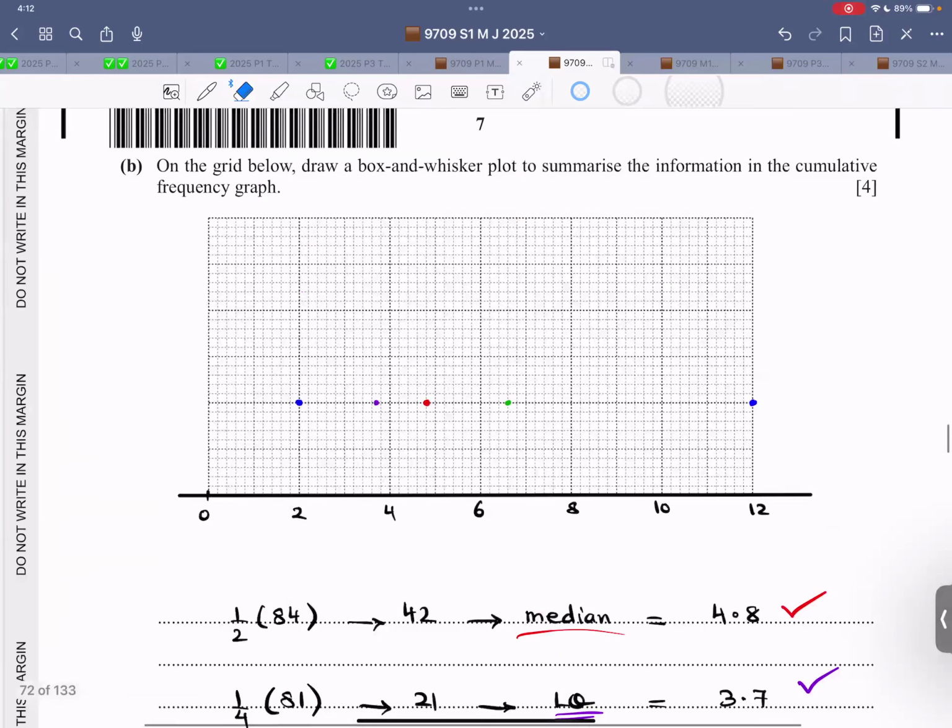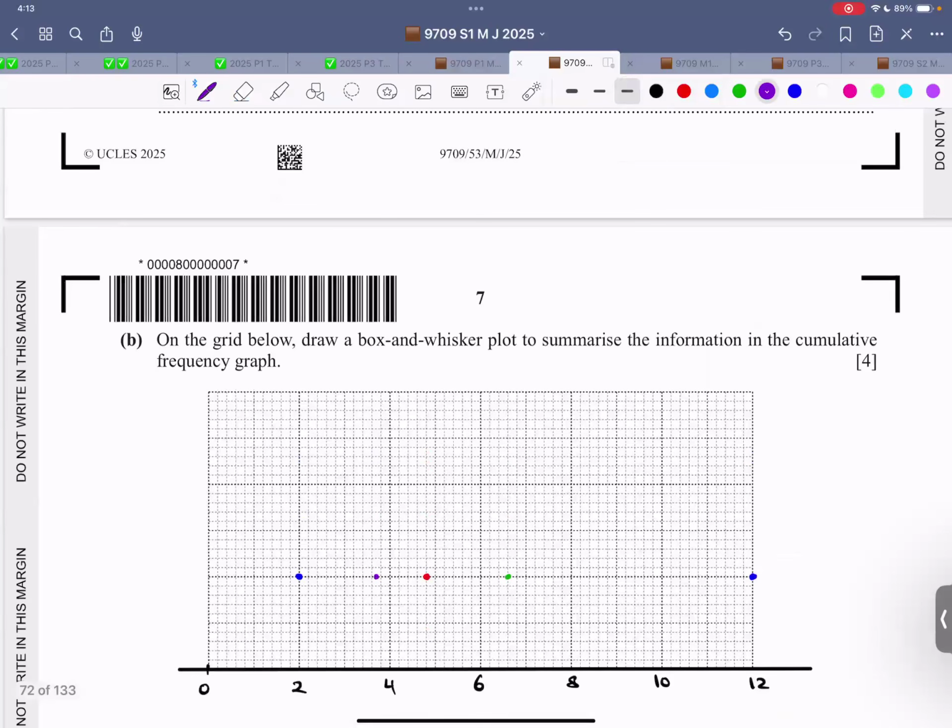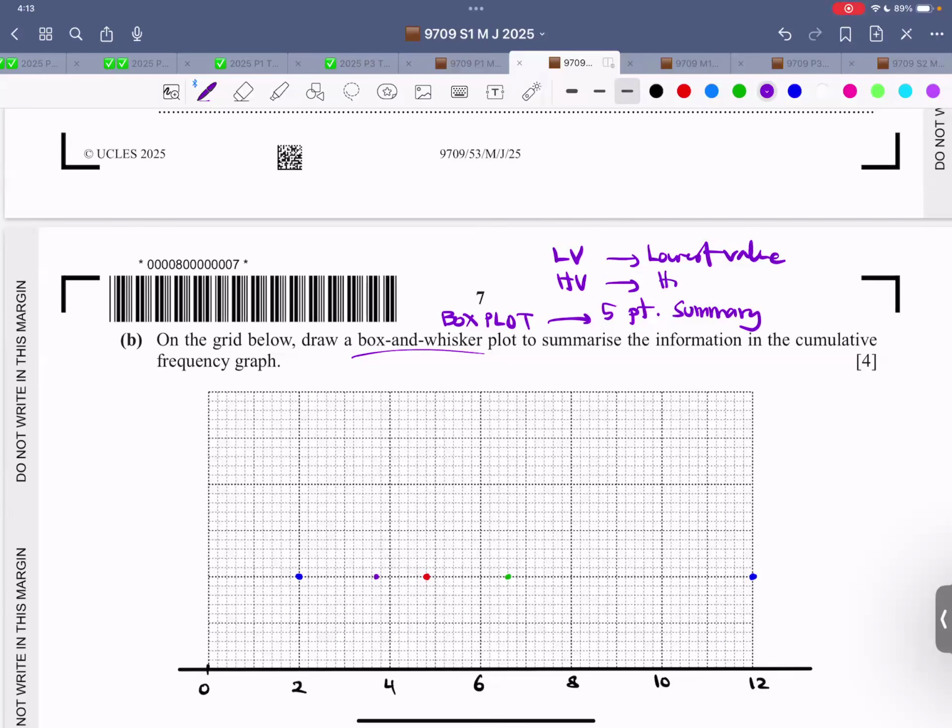It says on the grid below, draw a box and whisker plot to summarize the information in the CF curve. Now, the proper name is box and whisker plot, in short, we call it the box plot. That is a 5-point summary. And what do we need in this 5-point summary? We need LV, that is the lowest value. We need HV, that is the highest value. We need lower quartile, we need median, we need upper quartile.